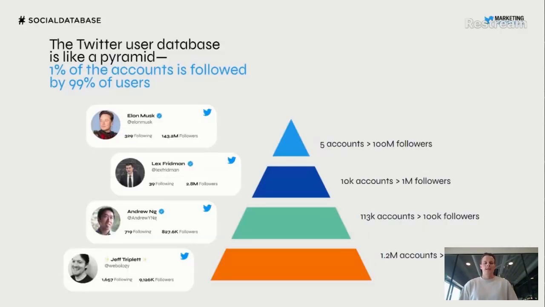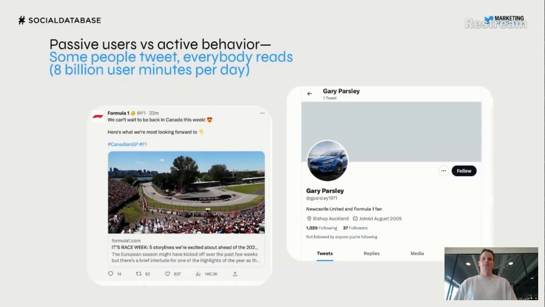Then the Twitter database is like a pyramid. 1% of the Twitter users is followed by 99% of the Twitter users. So in order to structure this database, we started with the 1%. We wanted to know what it means if you follow Elon Musk, or what it means if you follow Lex Fridman, or what it means about you as a data scientist if you follow Andrew. And with this as a starting point, we could basically enrich the knowledge of the Twitter database quite fast, and then start scaling that out.